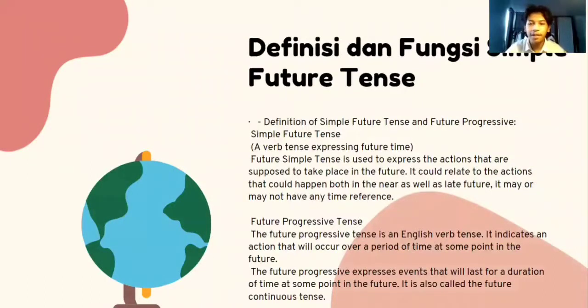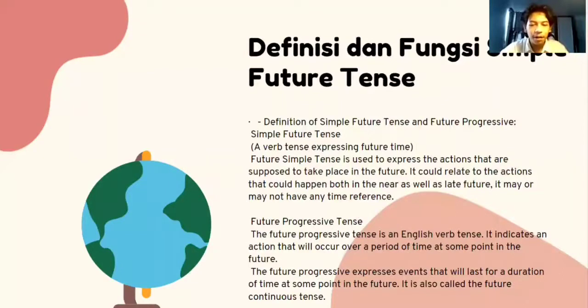Definition and function of simple future tense. The definition of simple future tense and future progressive. Simple future tense is a verb tense expressing future time. Future simple tense is used to express actions that are supposed to take place in the future. It could relate to actions that could happen both in the near as well as late future. It may or may not have any time reference.